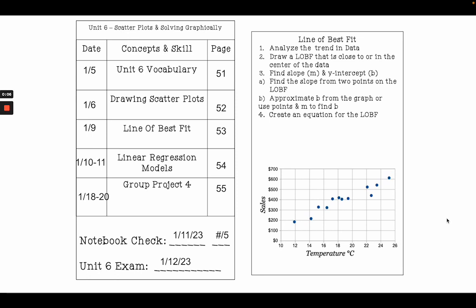So this is what our table of contents should look like if it's all filled out. If you have not filled yours out, please get it filled out. This is the graphic organizer that we're going to be using today, line of best fit. You need a calculator, a straight edge, a pencil, and 4 different highlighters. Please gather those supplies and let's get started.